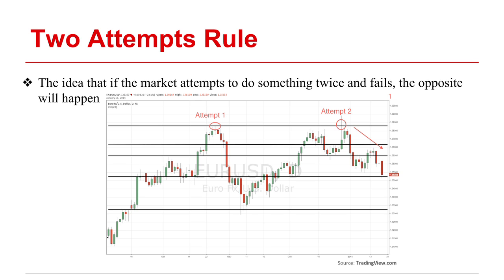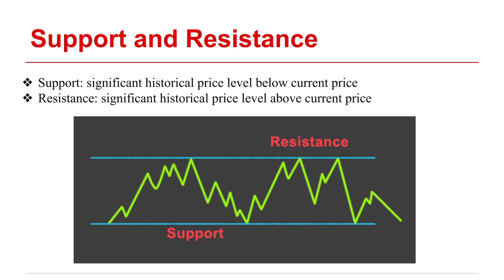Another popular concept is the two attempts rule, which is basically the idea that if the market tries to do something twice and fails both times, then the opposite will happen. So if the market is testing a new high and it tests this new high twice without breaking through after the second time, it may result in a dramatic fall in price.